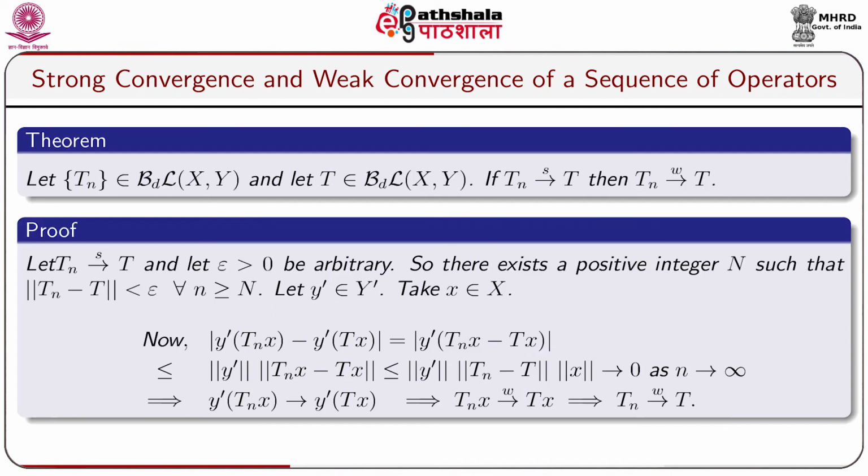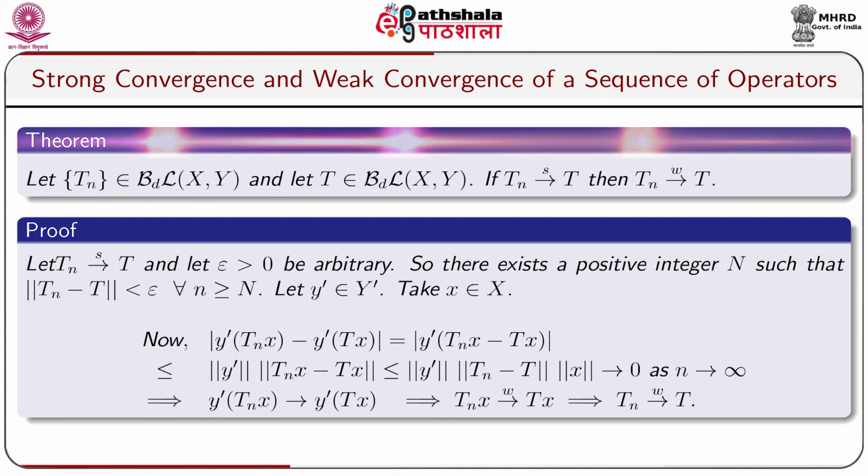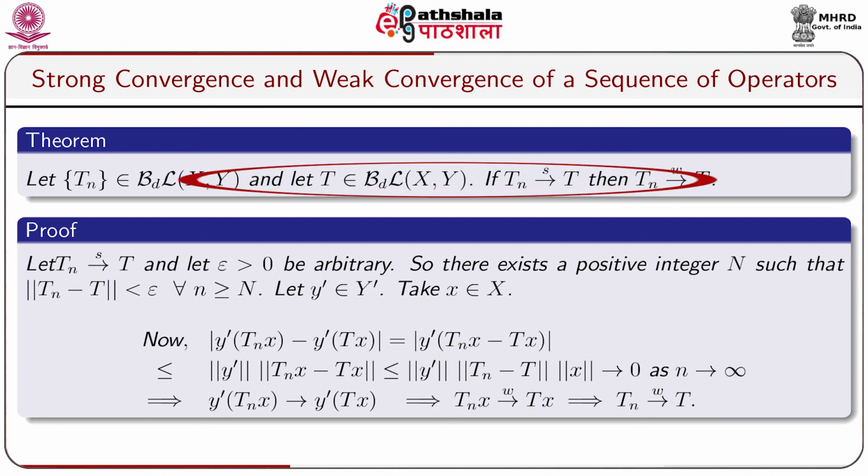Let us take a theorem. Let a sequence of bounded linear operators Tn belong to BDL(X,Y) and let T belong to BDL(X,Y). If Tn converges to T strongly, then Tn converges to T uniformly. Let Tn converge to T strongly, and let epsilon greater than 0 be arbitrary. So, there exists a positive integer capital N such that norm Tn minus T is less than epsilon for all n greater than or equal to capital N.